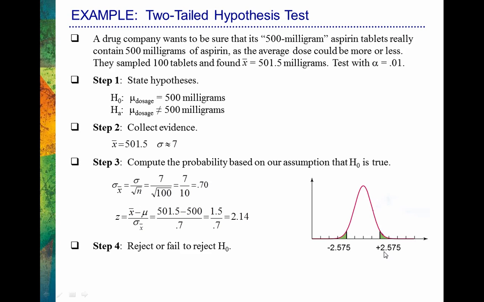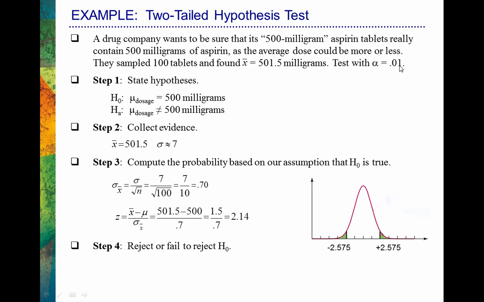Now they're boosted all the way up to 2.575 and negative 2.575. So again, right there in the middle, we have a z-score of 0. That represents 500 milligrams. Where is 501.5 milligrams? Is it the type of mean we would expect just by chance if the null hypothesis is true, or is it a very unlikely mean? Well, given our alpha of 0.01, 2.14 does not make it into that critical region. So if right here is a z-score of 0, 2.14 is, I don't know, somewhere right around here. It's clearly not in the critical region.